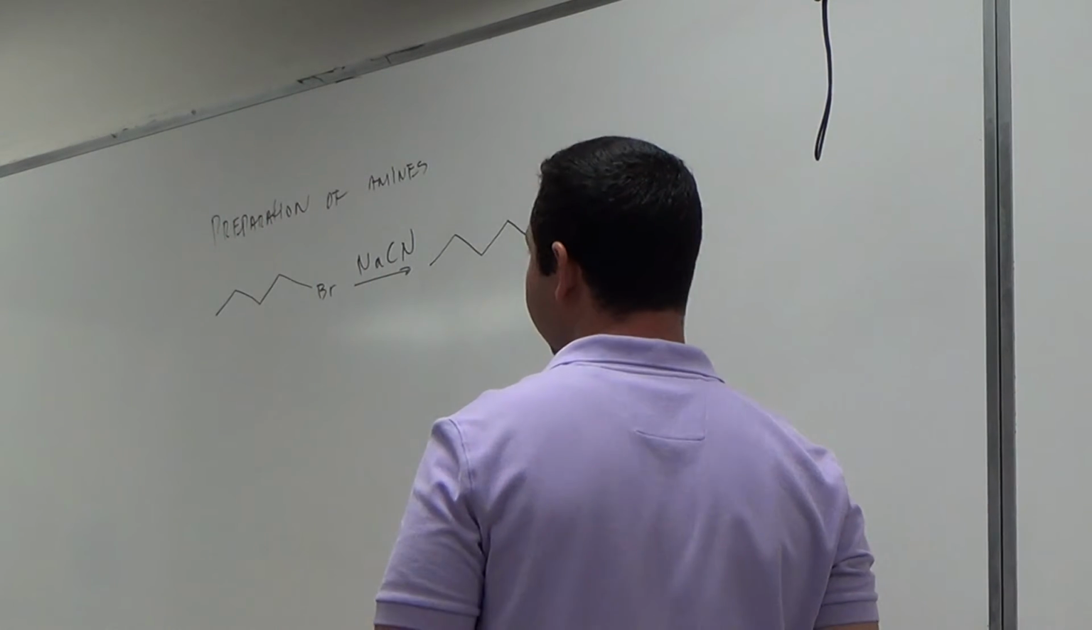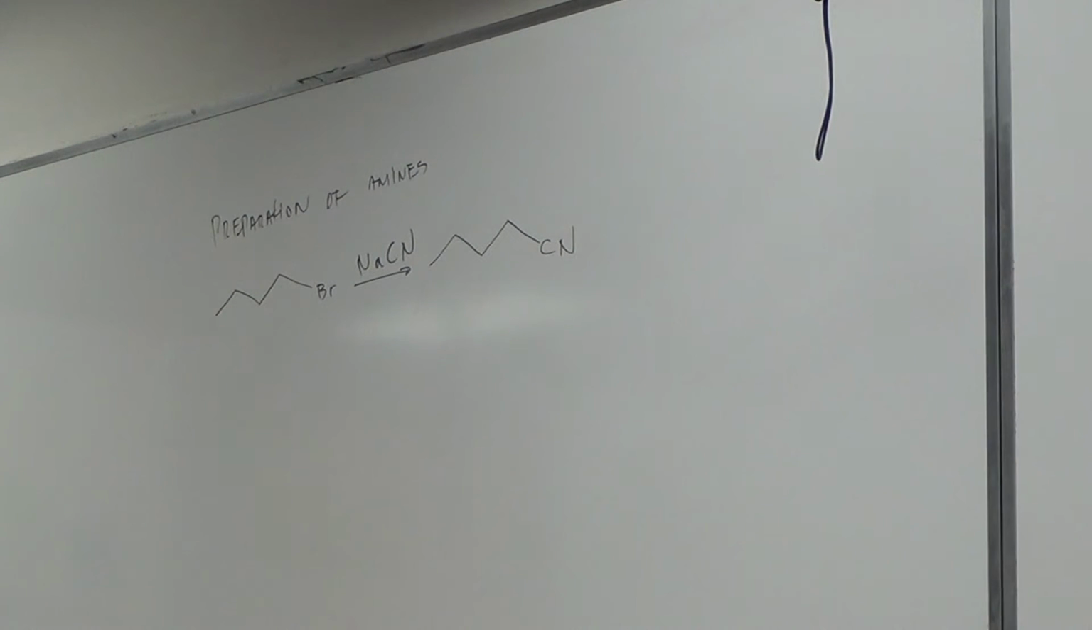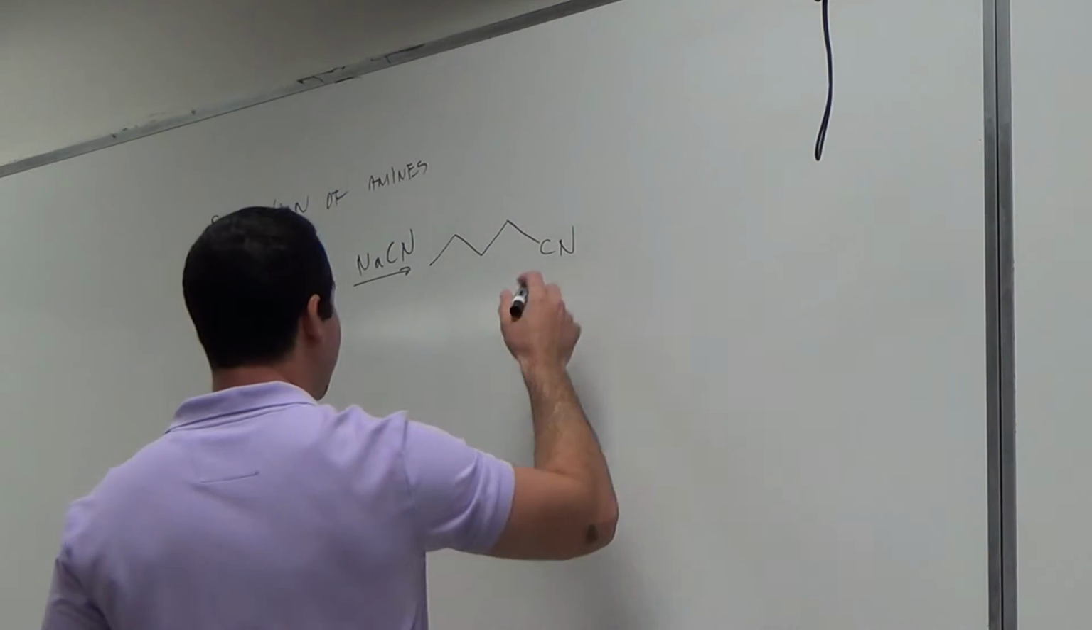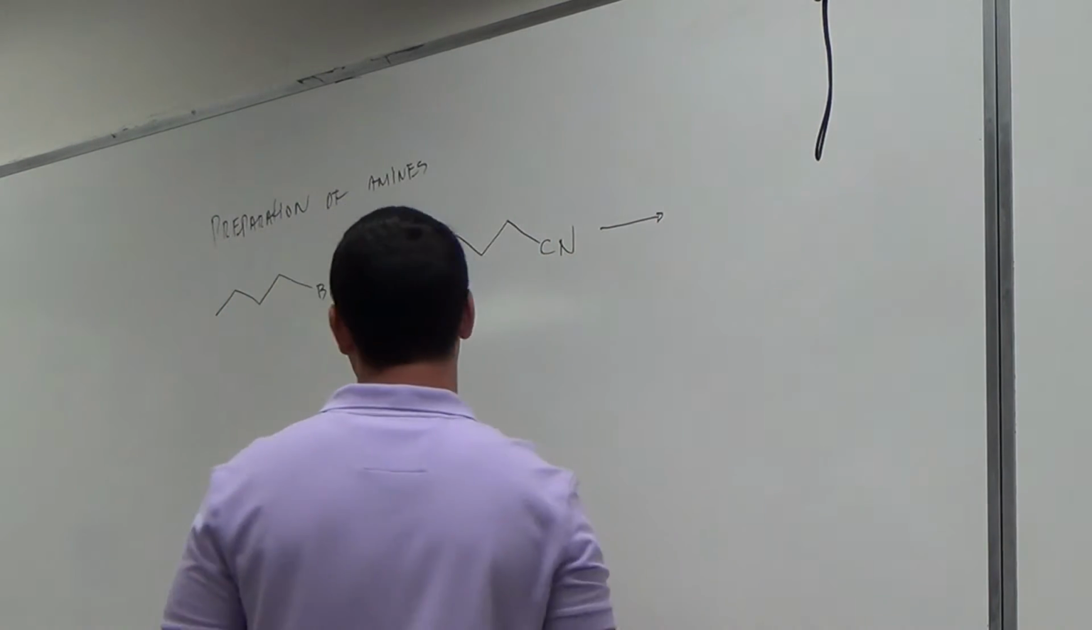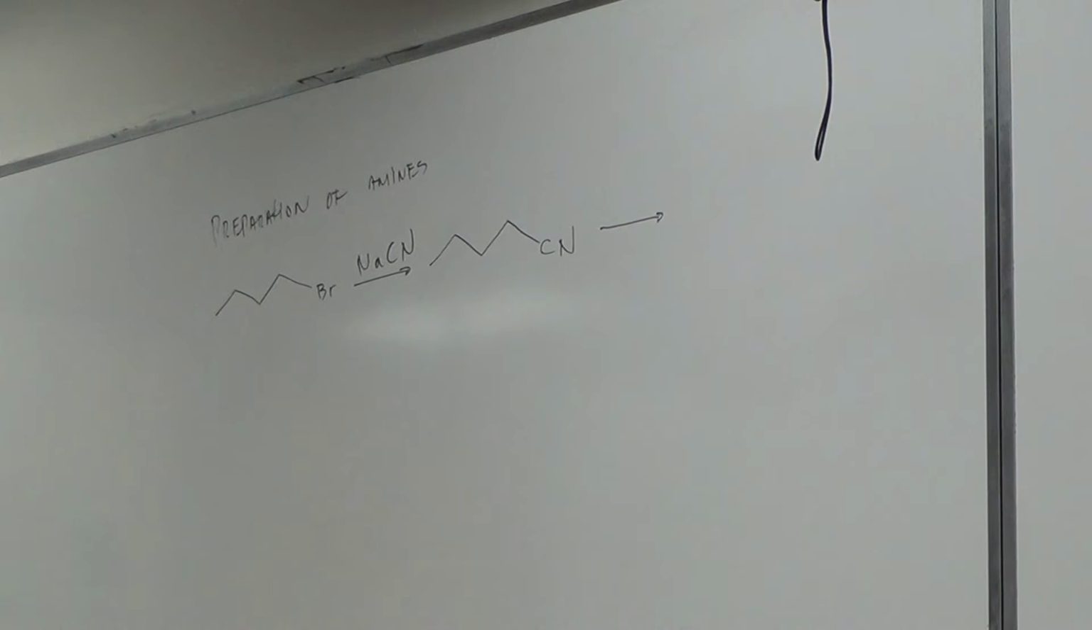You have an extra carbon. You're getting used to extra carbons all the time, huh? Just react. And now, how do I make an amine from here? I have to undergo reduction. Yes. I can undergo reduction with things like lithium aluminum hydride, or I can do H2 and platinum or palladium or nickel.